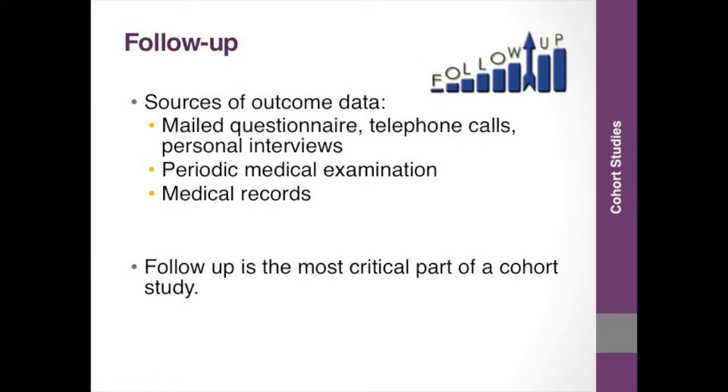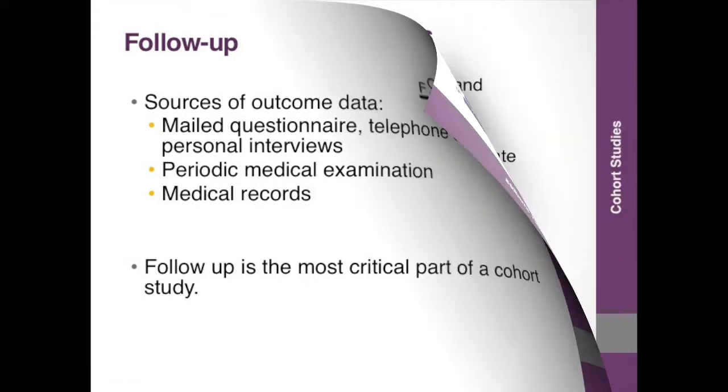Outcome assessment in a cohort study involves following all participants from exposure into the future. Different sources of outcome data can be used, such as questionnaires or examinations or looking at medical records. The follow-up is the main potential weakness of a cohort study because if a large proportion of subjects is lost, and particularly if losses are different between the two groups, the results might be biased.